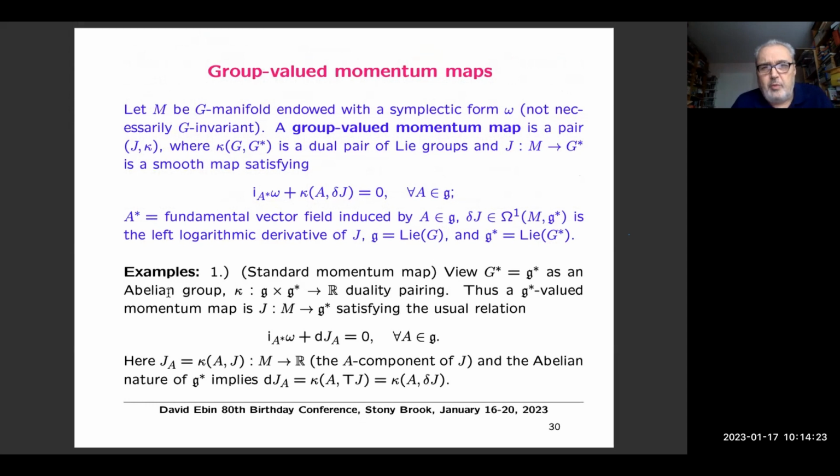How do I get the group valued momentum map? Very simple. I take that formula and impose it. I say i_A^* ω is κ_A, the left logarithmic derivative. Example, if I take the dual group to be the dual of the Lie algebra thought of as an abelian group under addition, and κ is the duality pairing, finite or infinite dimensional, and this relationship is written this way. That's the definition of the momentum map. I have recovered the classical momentum map.